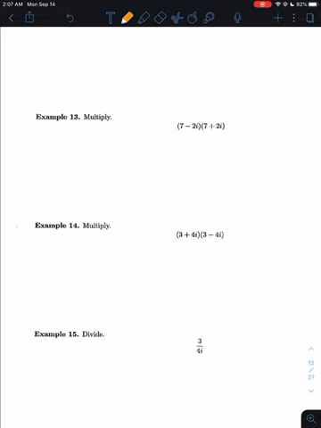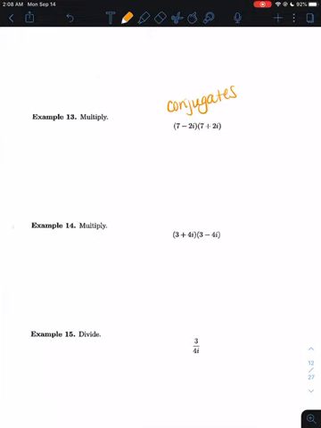Number 13, I like problems like number 13 because this is what we call a difference of two squares, or conjugates. These are called conjugates. All right, this is the word conjugates. We talked about conjugates before when we were dealing with radicals. And remember, i is a radical. It's the square root of negative 1. So conjugates, how do I know these are conjugates? It looks exactly alike in both parentheses, except one parenthesis has a minus in the middle, the other one has a plus in the middle.